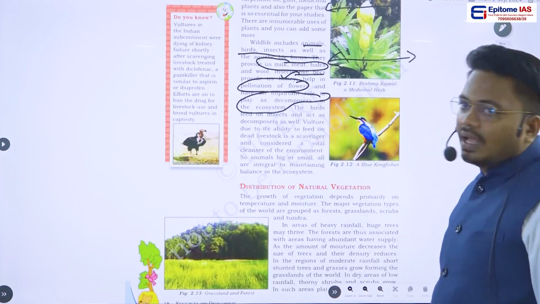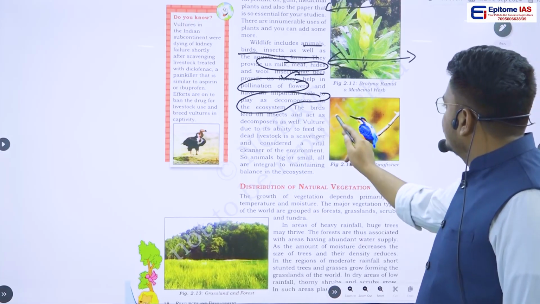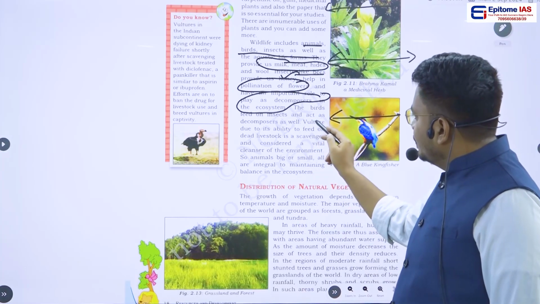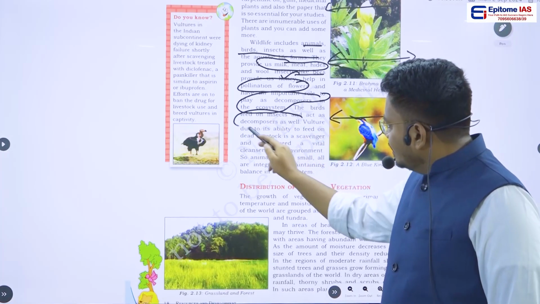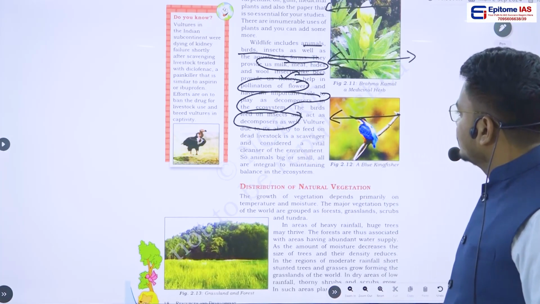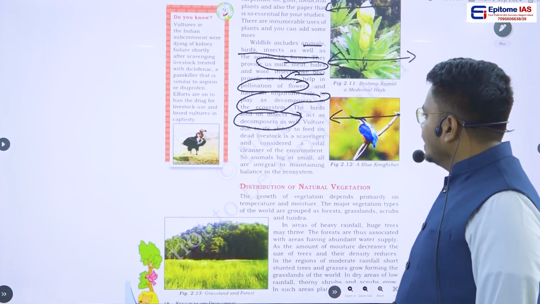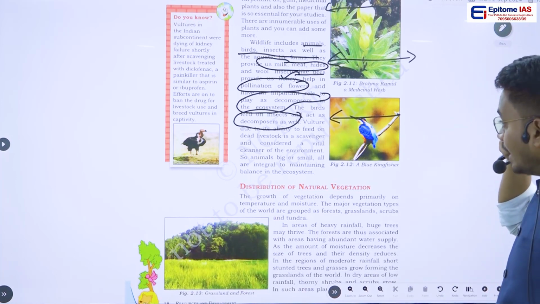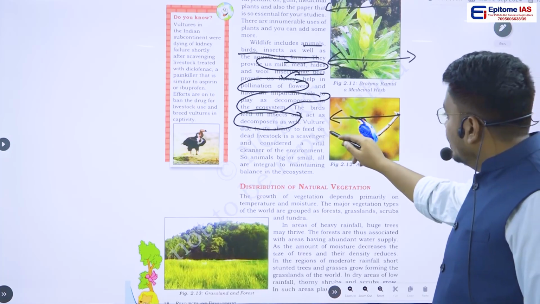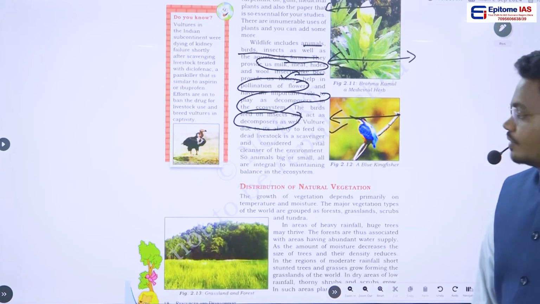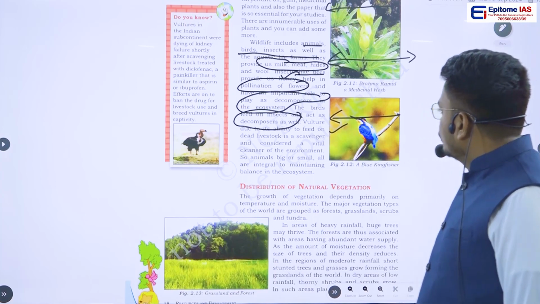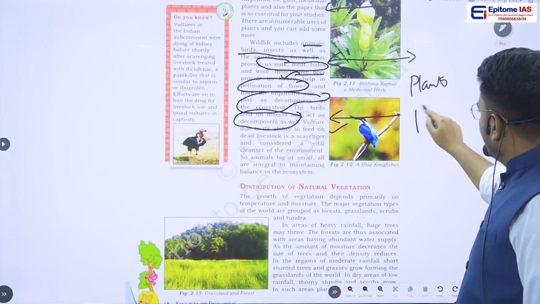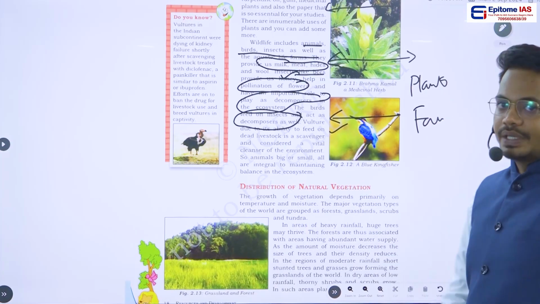And if you see the birds, what is the role of birds? These birds feed on insects, and even these birds also act as decomposers. And if you see the vulture particularly, it has the ability to feed on dead livestock as a scavenger, and this vulture is considered a vital cleanser of the environment. Okay. So these are the roles of plants and animals, that is flora and fauna, present in the biosphere.